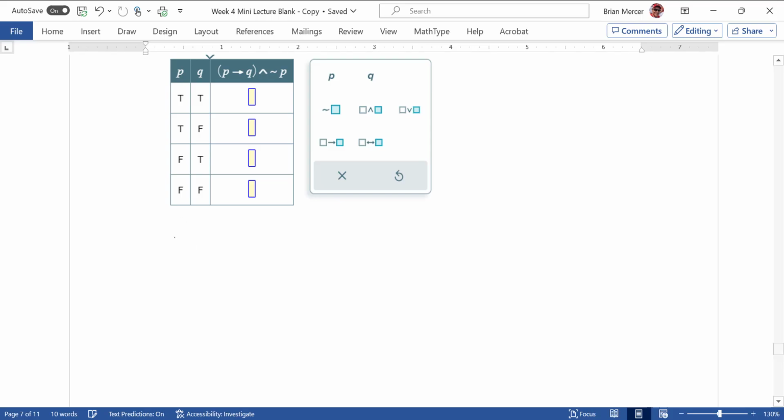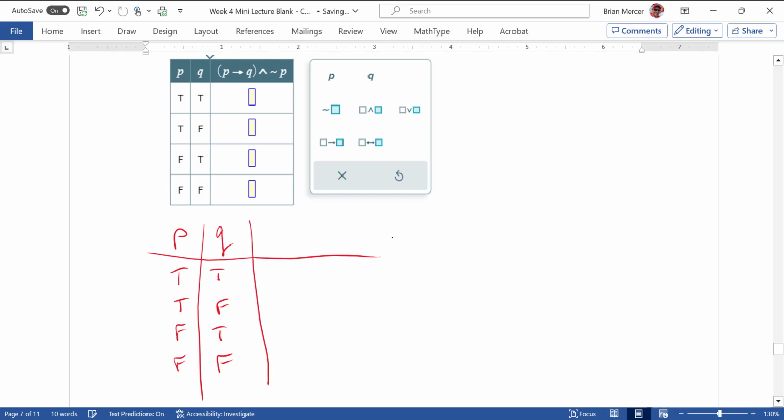So first of all, I'm going to recopy P and Q and the truth values there, just starting with T, T, F, F, and then T, F, T, F. That gives us all the different options there. And as I look at this, I have a couple things that I notice. Here's the thing we're trying to figure out. We've got P implies Q, so that's the conditional, and we've also got not P.